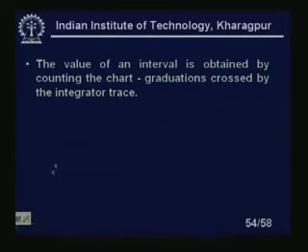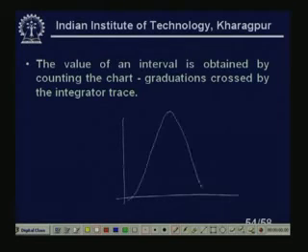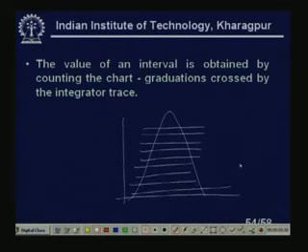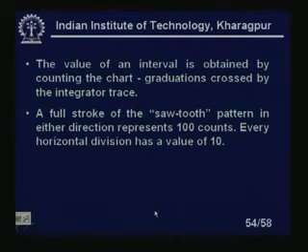So, the interval is obtained by counting the graduations crossed by the integrator trace. A full stroke of the sawtooth pattern in either direction represents 100 counts, and every horizontal division has a value of 10.